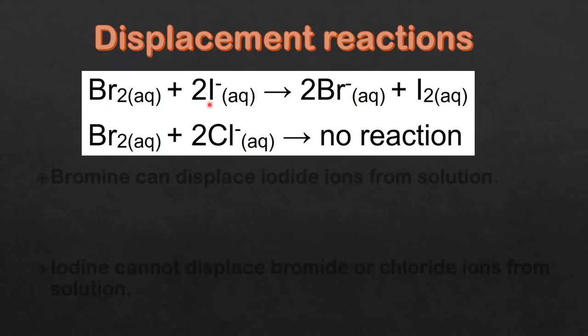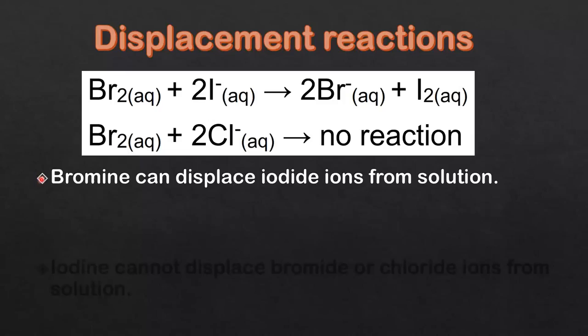Bromine is able to displace the iodide ions from solution because bromine is more reactive than iodine. In the second example, bromine is unable to displace the chloride ions from solution because chlorine is more reactive than bromine, so therefore we have no reaction. Bromine can displace iodide ions from solution, but not chloride ions.